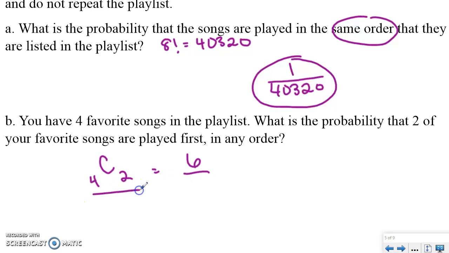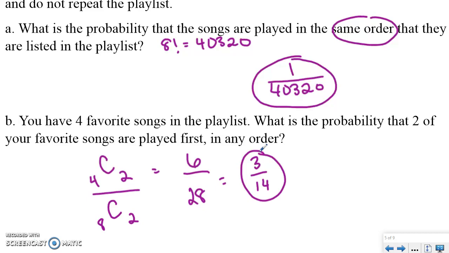Remember in your calculator, you hit the math key, go over to PRB or PROB, depending on the calculator you have, and go down to nCr and then type your numbers in. The total possible outcomes, well, we have 8 total songs, and we're choosing the first 2. So again, use your calculator. 8 choose 2 gives us 28. Then we just need to reduce this or divide it to make it a decimal, which is fine. And we have our answer there.